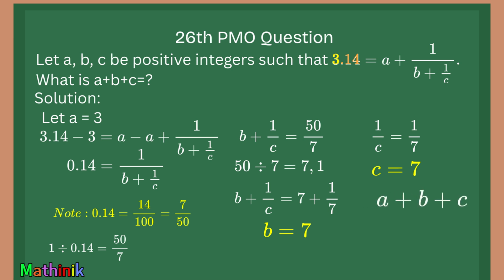Finally, we add the values of a, b, and c. a is 3, b is 7, c is 7. 3 plus 7 plus 7 is equal to 17. Therefore, the value of a plus b plus c is 17.